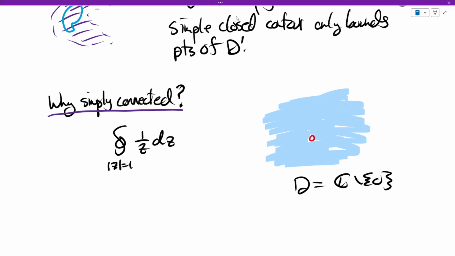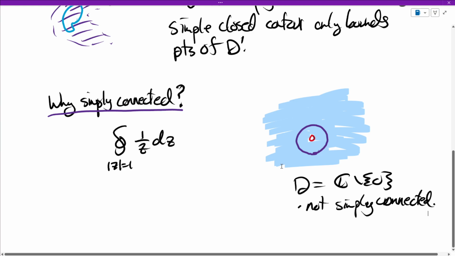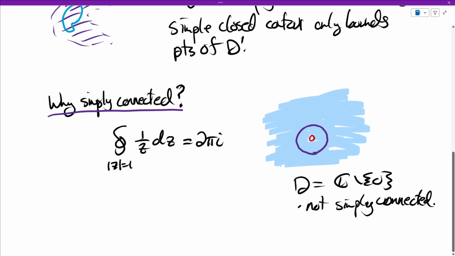And the circle of radius 1 is a closed contour here, something like that. And notice the interior of that circle has the red point in it, and that red point's not in D. So let me point out here, D is not simply connected. In particular, the hypothesis of Cauchy's theorem is not true here. And in fact, we computed this and we found it was 2 pi i, which in particular is not 0.